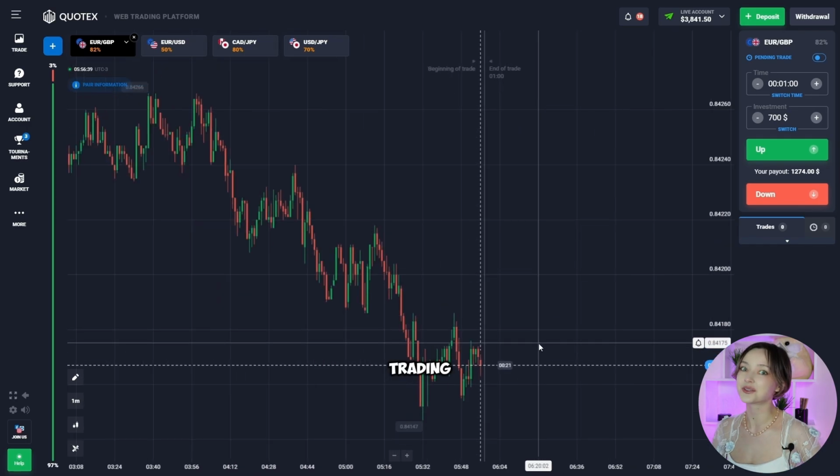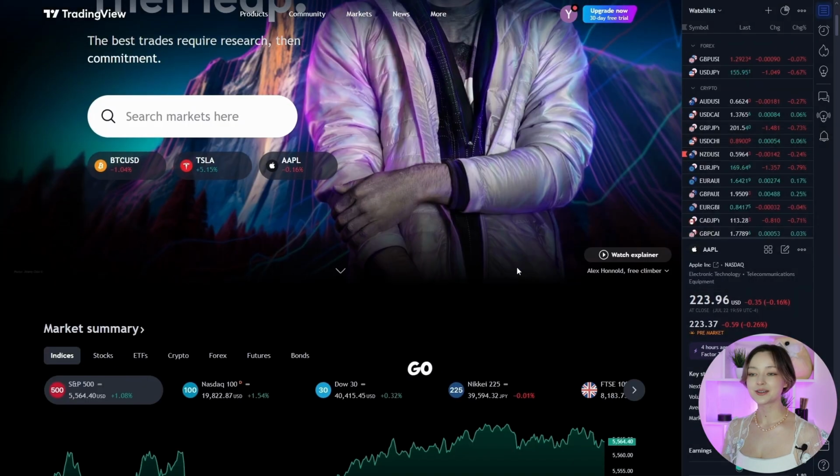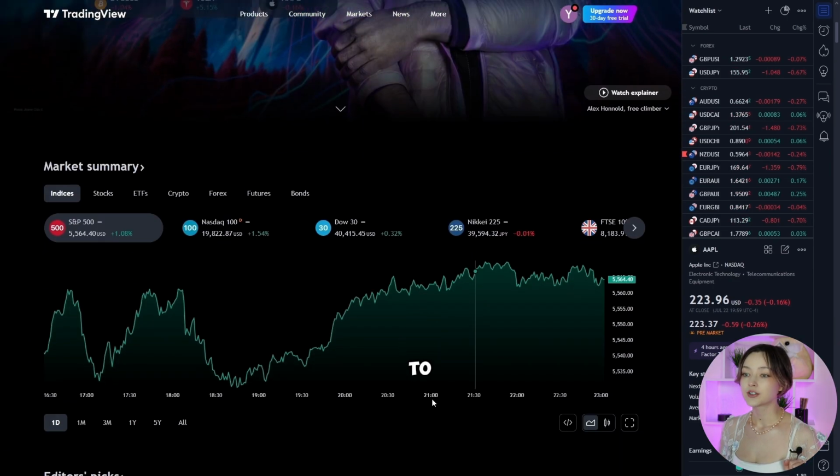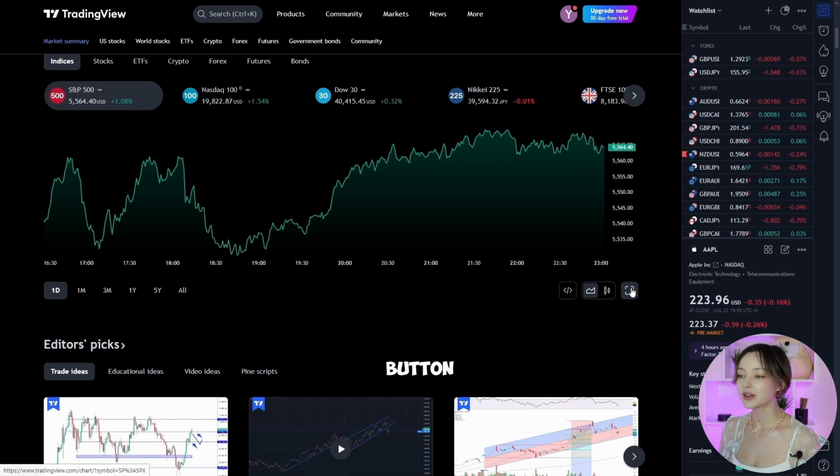Now let's move on to trading. So let's go to the TradingView platform. Here you need to either log into your account or sign up. To open the full chart, click on this button right here.